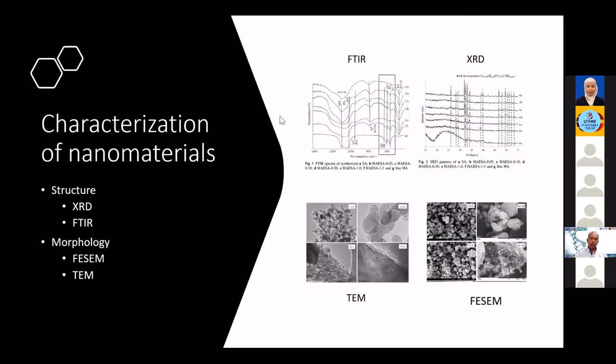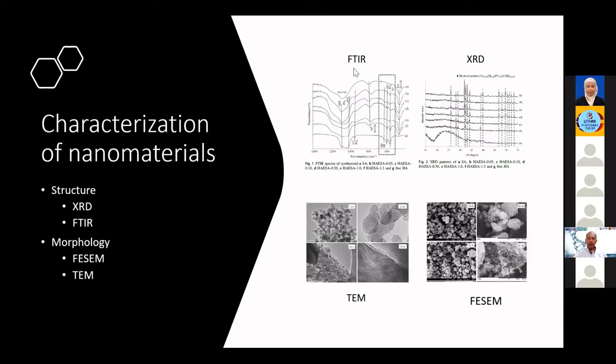Okay, so this is what we have learned today. We have the characterization of nanomaterial. Two important characterization techniques: to analyze the structure, and then to study the morphology of the material. So for the structure, we can use XRD. It will give an X-ray diffractogram or XRD pattern.